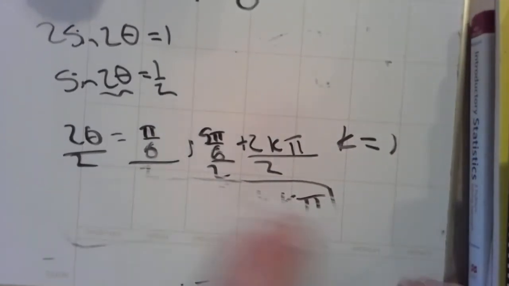Okay, let's do another one. Let's do one with a 3, where we have to go around 3 times.